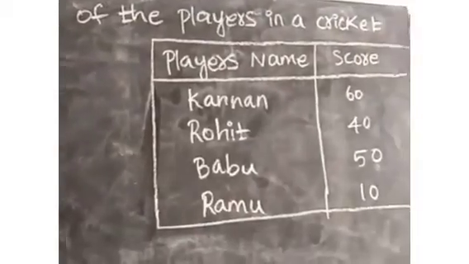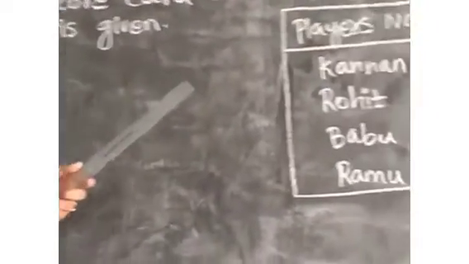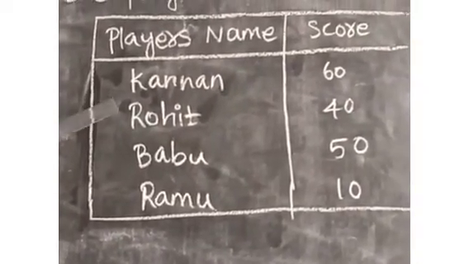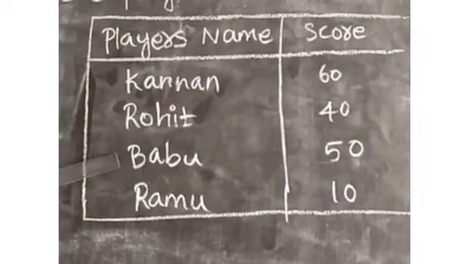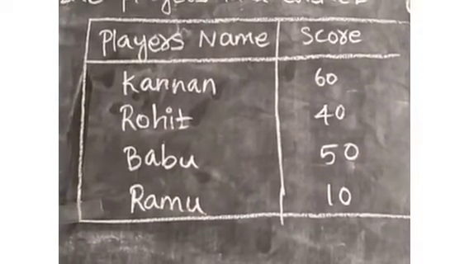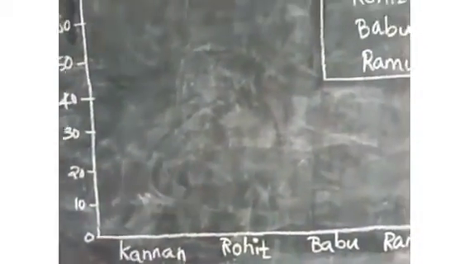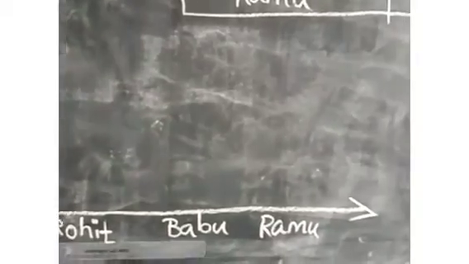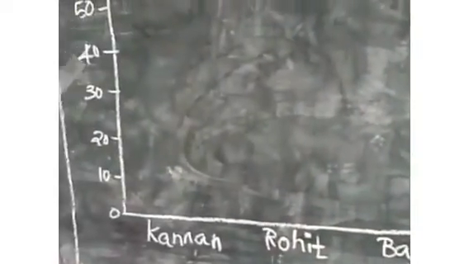Second sum, the scorecard of the players in a cricket match is given. Here I have assumed some data. Player's name, score: Kannan 60, Rohit 40, Babu 50, Ramu 10. With this data, we are going to draw the bar graph. First draw the x-axis, then the y-axis. In the x-axis, I have written the players' names: Kannan, Rohit, Babu and Ramu. In the y-axis, the largest number is 60. So, with 10 intervals, I have written the values.